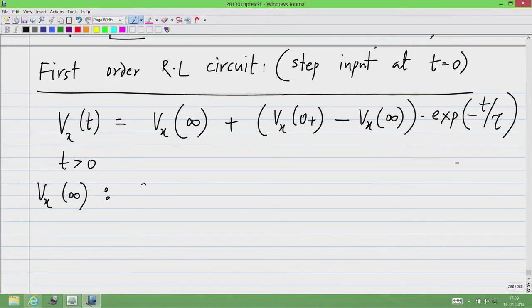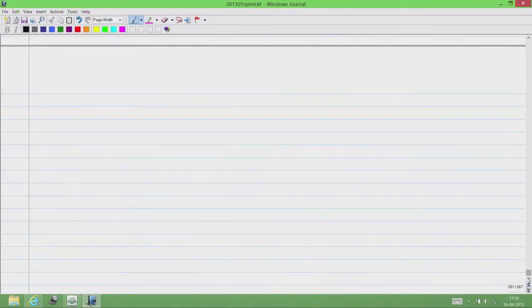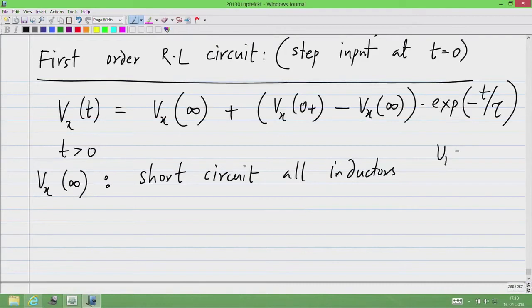For this, you short circuit all inductors. This is analogous to open circuiting all capacitors. This is because when all the quantities have reached steady state, which is a constant, okay, we know that the voltage across an inductor is the time derivative of the current through the inductor times the inductance. If IL is a constant, okay, VL has to be 0, and that means that you replace the inductor by a short circuit at t equal to infinity.